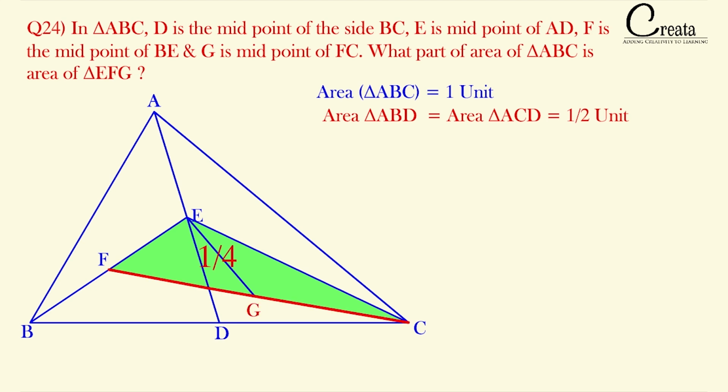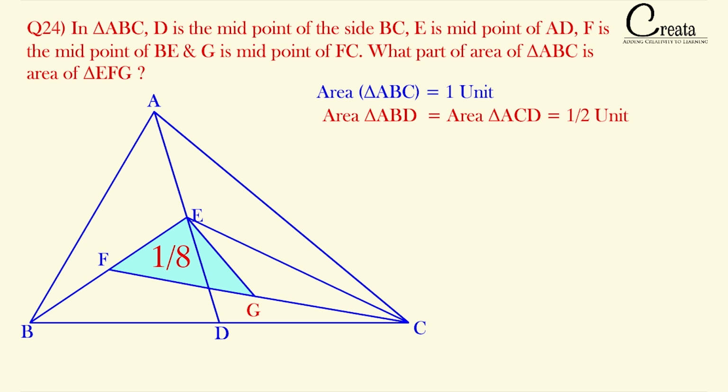Moving further, if we observe the triangle EFC, that is this triangle, here G is the midpoint of FC. If G is the midpoint of FC, can we say FG to GC is 1:1? The same fundamental will be applicable here also. That is, the ratio of the areas of both of these triangles is 1:1. And just now we have calculated the area of this complete triangle as 1/4 unit. So we have to divide 1/4 into two parts, that is 1/8 and 1/8. So we got the area of triangle EFG as 1/8 unit.